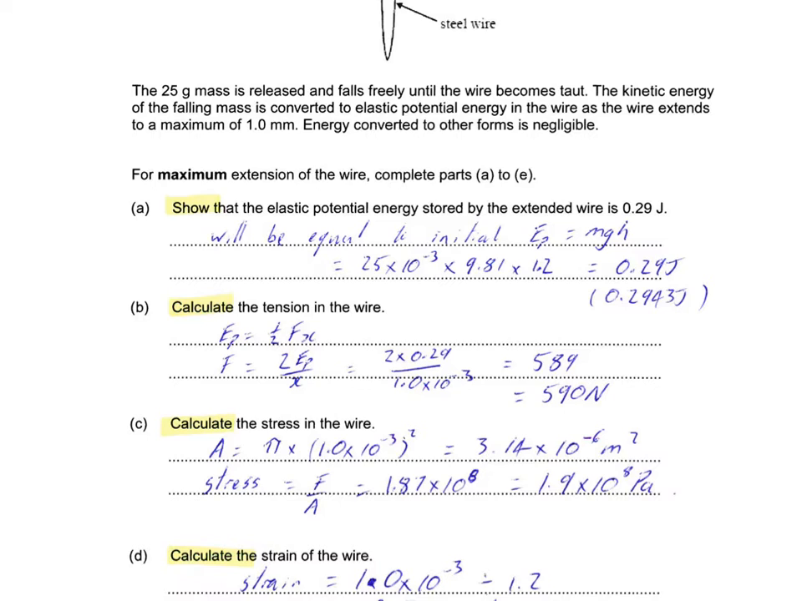We're then asked to find the tension in the wire, and this is where we are going to use the elastic potential energy being a half Fx. Rearrange that, gives me F equals twice the potential energy upon X. Lob the numbers in and I get 289, so to two significant figures, 290 newtons. Again, we're not required to give the correct number of significant figures, so no harm in too many.